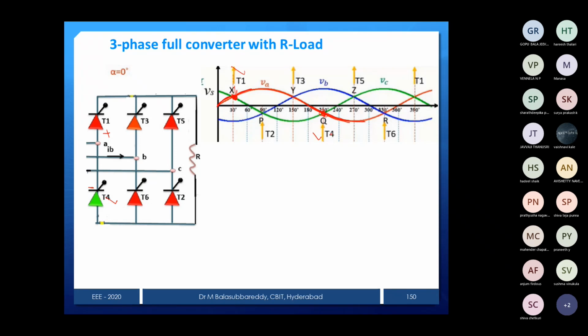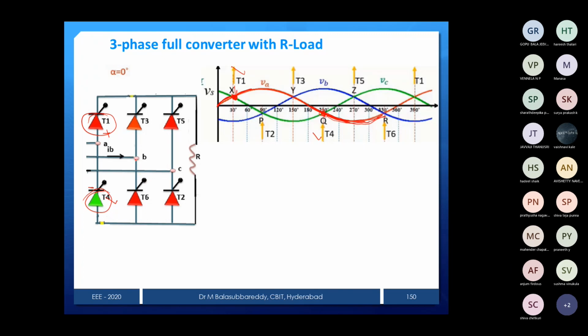What I did is a very simple logic. If A phase is more positive, from that crossover point it is represented as T1. Same from this point onwards, you can notice that this area is totally more negative. More negative, it is connected to T4. More positive, it is connected to T1. Similarly, T3 and T6.